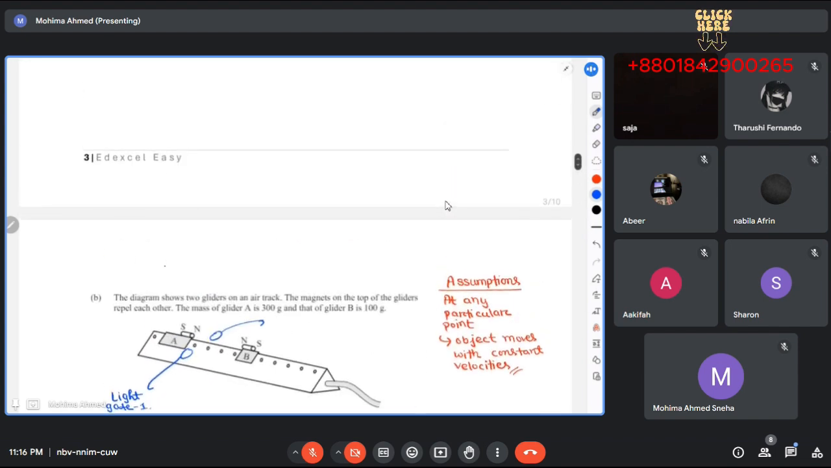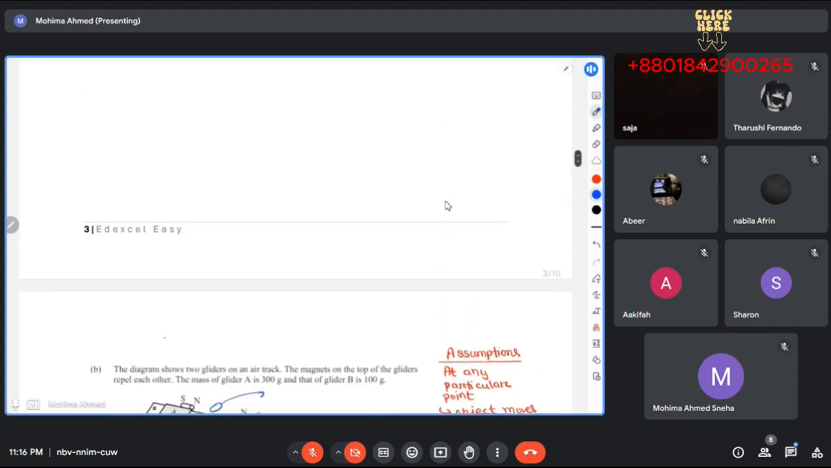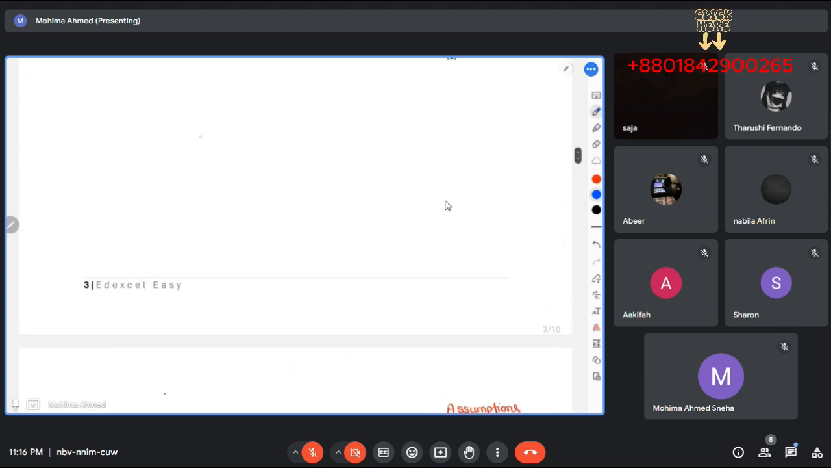Let me just draw a very separate diagram over here to indicate exactly how we use the main function of light gates. Obviously, these light gates are connected to some kind of device with a monitor so that we can see the screen where the time is being recorded.